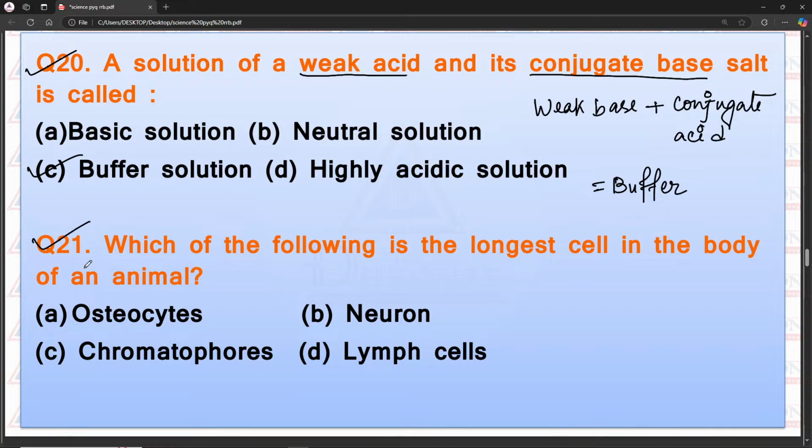Question number 21. Which of the following is the longest cell in the body of an animal? Longest cell is the neuron or nerve cell. Nerve cell is the longest cell in animal body.